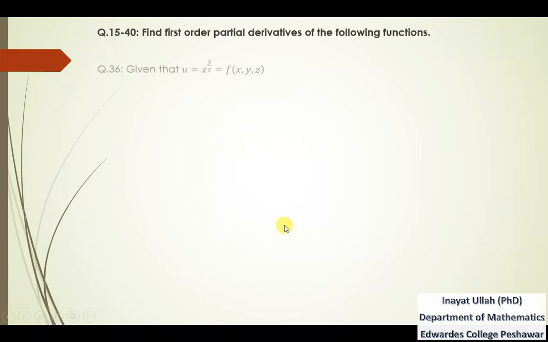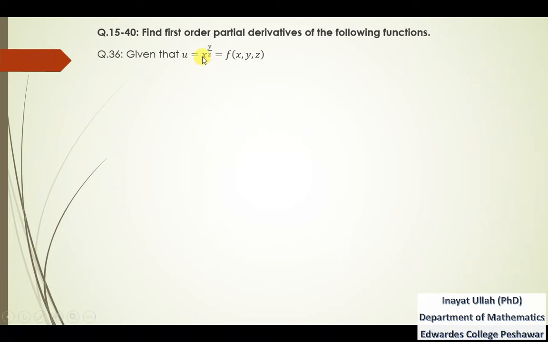Now let's go forward. In this slide we will study the partial derivatives of functions. A function which is in the form of variable to the power variable. That is question number 15 through 40. Find the first order partial derivatives of the following function. Question number 36, given that u is equal to x to the power y by z.